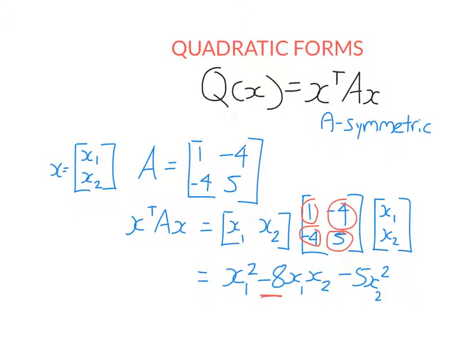So if the matrix is symmetric, then those off-diagonal elements will both be the same, and they are equal to half the coefficient of the cross term. So this is a quadratic form. Now we're interested in the minimum and maximum value that this quadratic form can take.